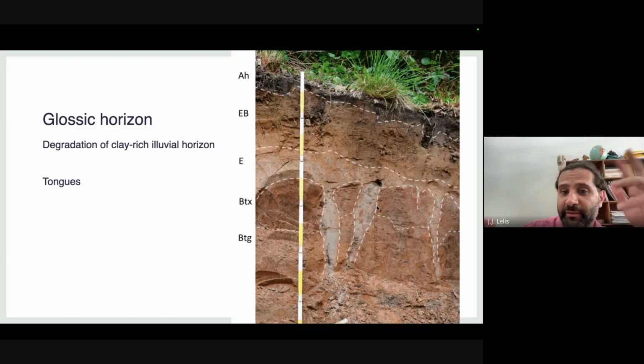And sometimes we can see also the opposite. Sometimes you can see some particles or some parts of an E horizon with a clay-rich material. So you have a mix between E and B horizons. I will show also some pictures.